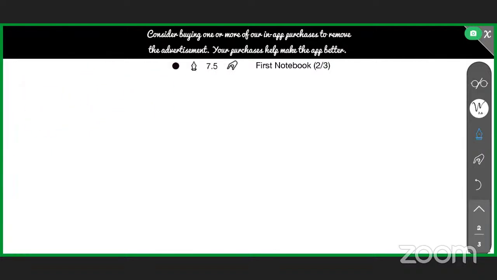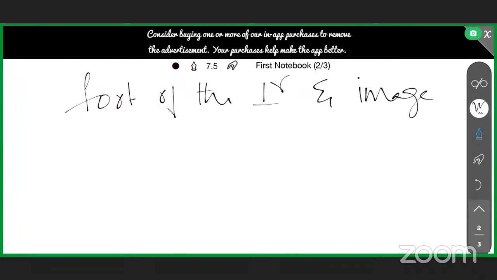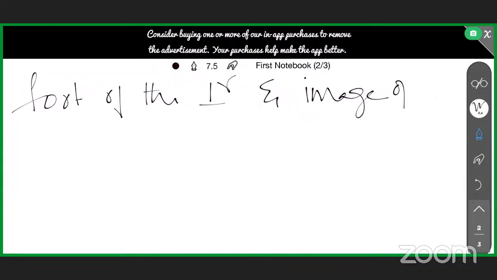Now we will come to the concept of foot of a perpendicular and image of a point. Image of a point. Very important topic, both also. First, we'll discuss what is foot of the perpendicular or perpendicular distance, all those things. Then we will go to this concept.